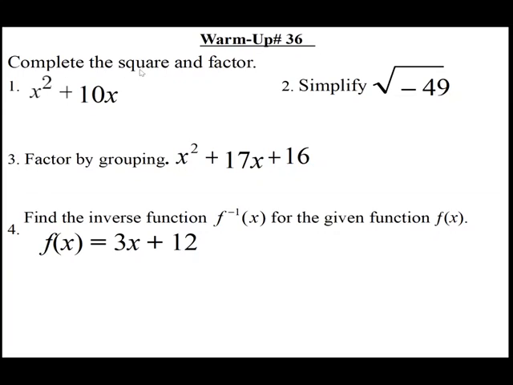So warm-up number 36 is on your screen. For number one, it says complete the square and factor. The polynomial given for number one is x squared plus 10x. Number two reads simplify square root of negative 49. Number three says factor by grouping. They give us the polynomial x squared plus 17x plus 16. And number four says find the inverse function f inverse of x for the given function f of x. And the given function reads f of x equals 3x plus 12.